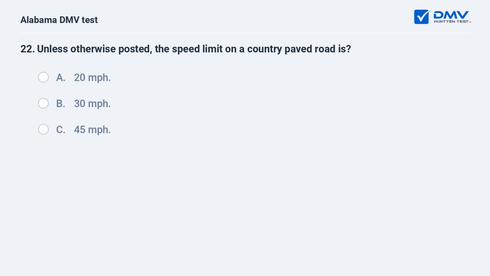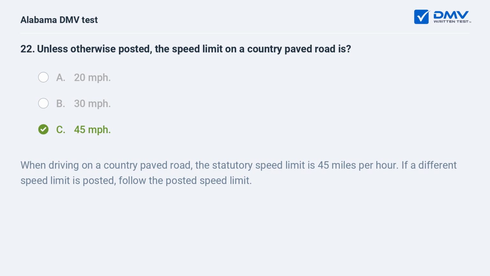Unless otherwise posted, the speed limit on a country paved road is A. 20 mph, B. 30 miles per hour, C. 45 mph. C. 45 mph. When driving on a country paved road, the statutory speed limit is 45 miles per hour. If a different speed limit is posted, follow the posted speed limit.